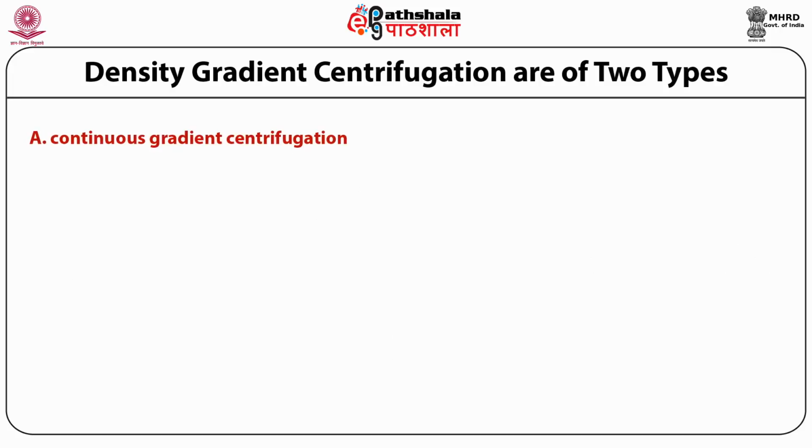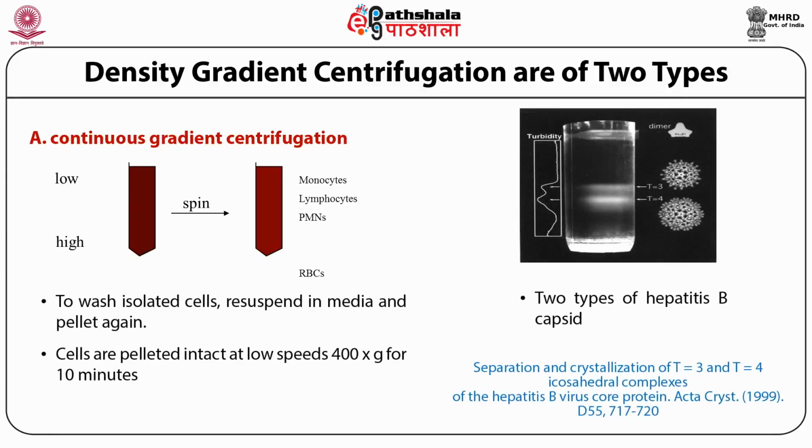You can see here an example of a continuous density gradient medium, with high density at the bottom and low density at the top. If you put a blood sample here and spin it, you can see all the blood components like PMNs, lymphocytes, and monocytes getting separated in the form of bands at different positions as they reach a density similar to the density of the medium.